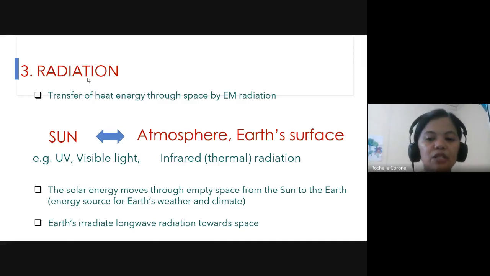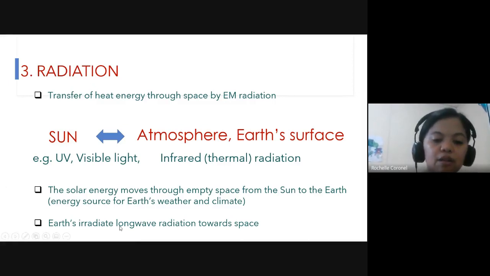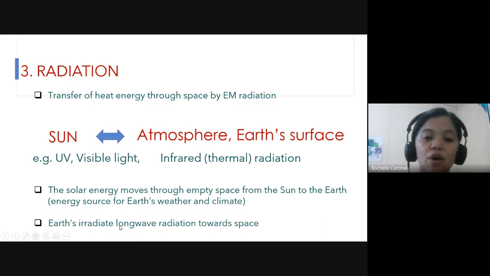Solar energy moves through empty space from the sun to the Earth through radiation. On the other hand, Earth irradiates long-wave radiation towards space. So how can Earth radiate this energy back to the surface? Note that this long-wave radiation from the Earth is different from the radiation coming from the core of the Earth. That energy from the core of the Earth, on the other hand, fuels the movement in the solid Earth, in our geosphere.